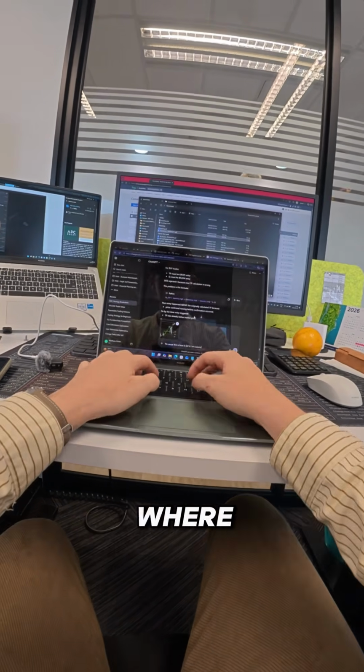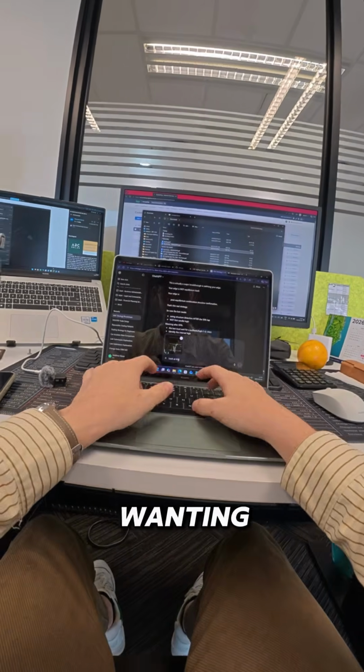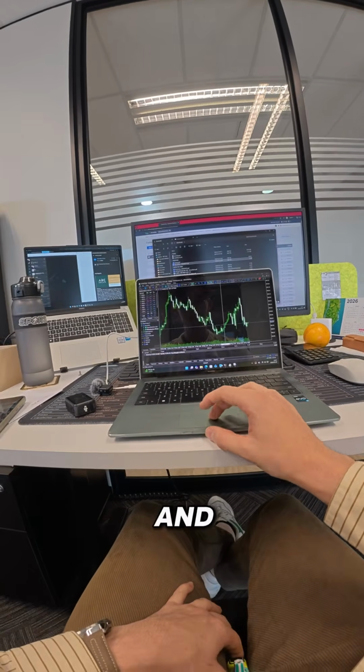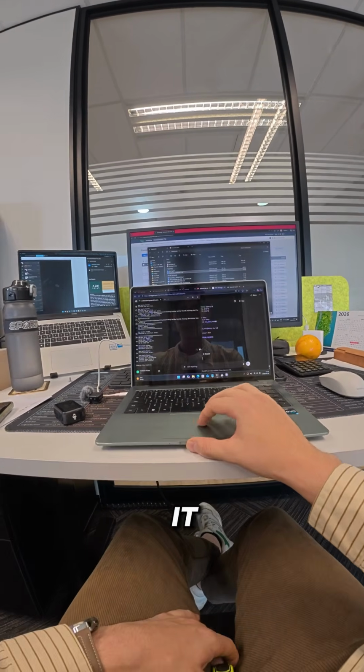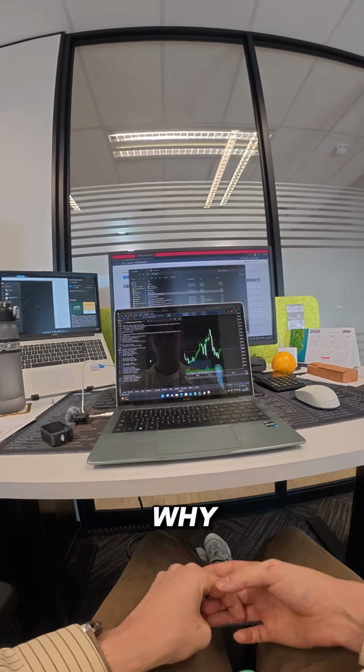Eventually, we reached the point where the bot was starting to identify the highs and lows the way I was wanting. It began to recognize market structure more accurately, and the logic was slowly becoming closer to how I personally would analyze the market. But every time it was taking a trade, I couldn't see why it was actually placing that trade.